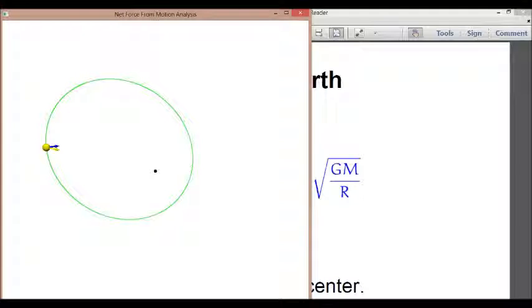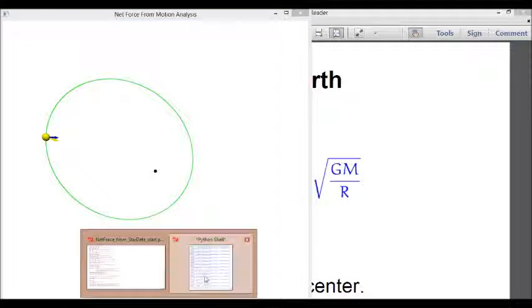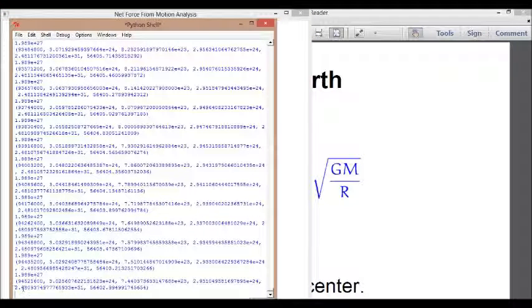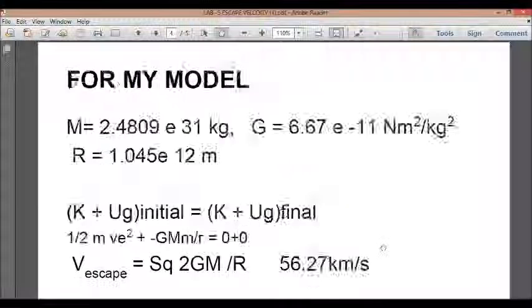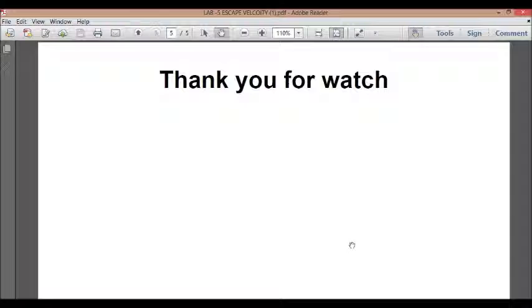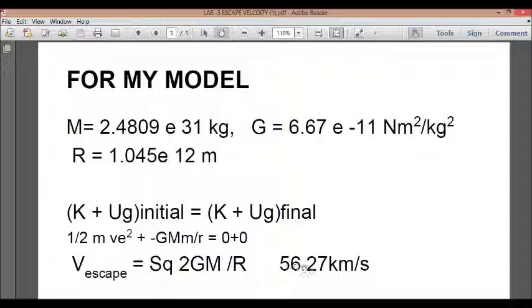As you can see, as my Python runs and stops here, you can see the arrows there and also the value that I calculated. You can see the mass of the object that I calculated here and the escape velocity that I got. This is 402.99 meters, and I changed that into kilometers, and the value is this one, as you can see, 56.27 km per second, and this is the escape velocity for my model.